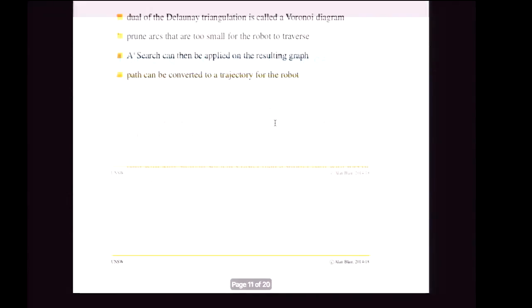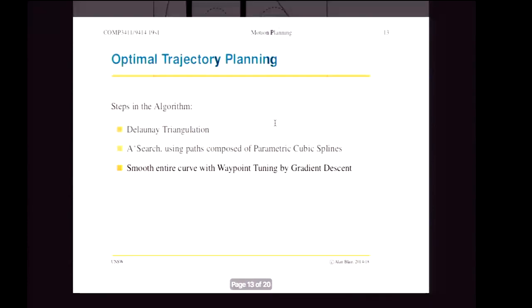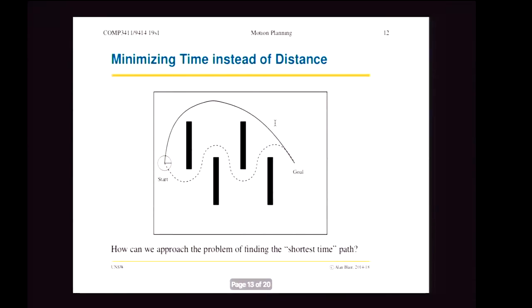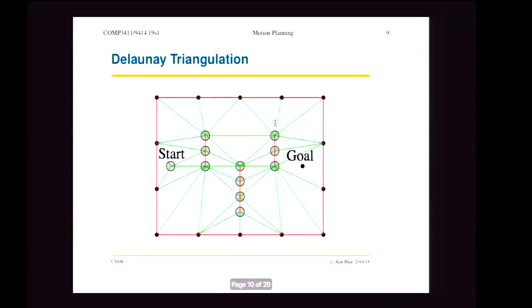How can you build a graph from that continuous situation? So this is the start and that's the goal. The particular application we were looking at here is RoboCup. So the obstacles are the other robots, and I want to get here. So the idea is, how can I plan a path? How can I plan a path from the start to the goal? So I want to have a graph to search on.